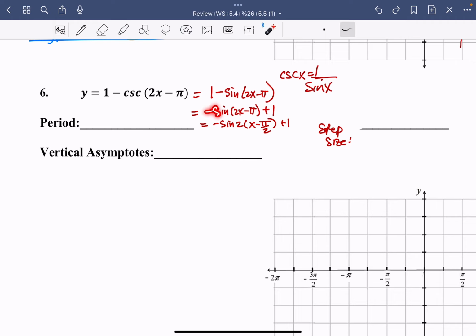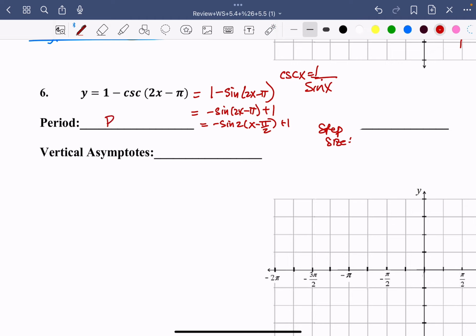And then I'm going to redo the order, and it's going to be sine of 2x minus pi plus 1. But then I factor out b and get negative sine of 2. Well, I divide 2x by 2 and get x. I divide pi by 2 and get pi over 2.